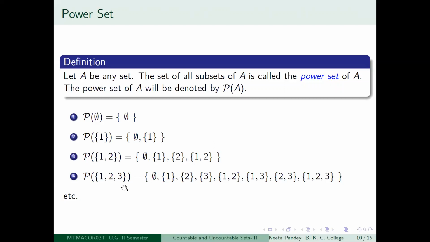Similarly, let's look at one more example. Suppose you have the set {1, 2, 3}. What are its subsets? It will have one subset which has no elements. How many singleton subsets? As many as there are elements here, because for every element of the set you will get a singleton, so there will be three such.